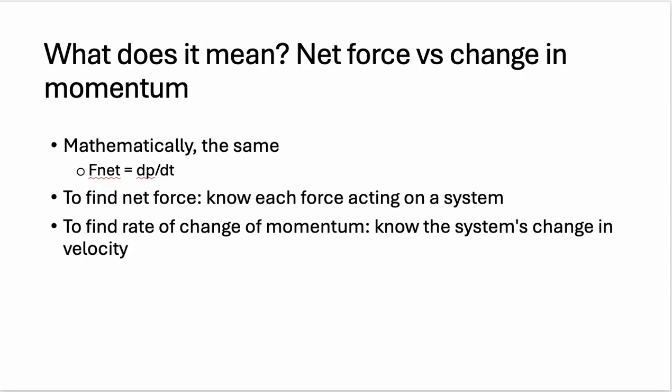For the what does it mean question, Fnet and rate of change in momentum are equivalent, but the difference is in the information that you need to solve for the values. Fnet requires you to know all the different forces acting on a system, whereas the rate of change of momentum just requires you to know the change in velocity of a system.